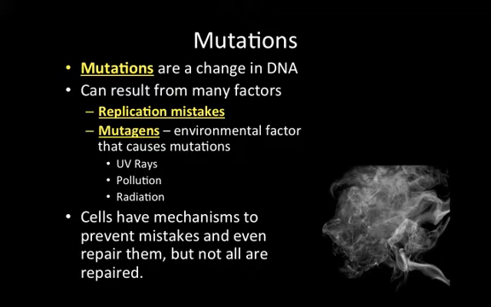Now, a lot of cells have mechanisms to prevent mistakes and even repair them. If a cell has a mistake, a lot of times the cell will simply self-destruct in a process called apoptosis. But this doesn't always happen, and not all mistakes are repaired. This can cause some serious problems with the cell, including cancer.